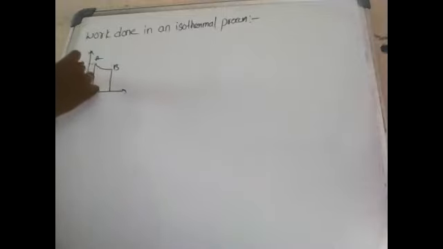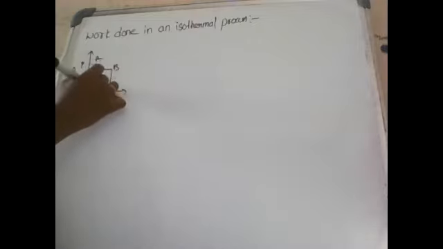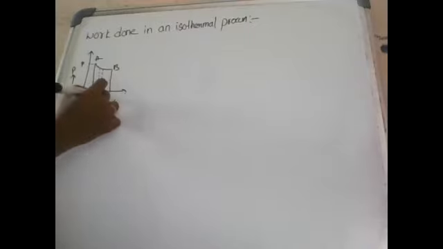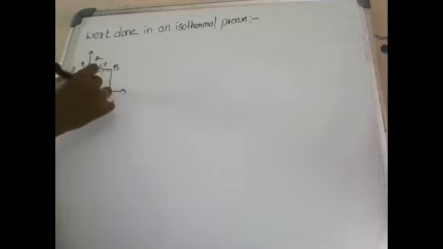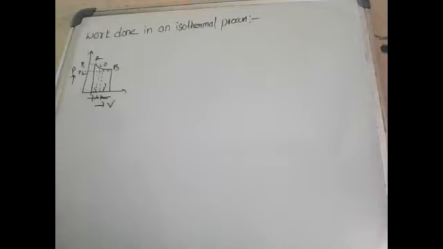So here P1, this is P, here volume. This is a small change dV. So here P1, P2, C, D, C dash, D dash. So here volumes V1 and V2. So this is the indicator diagram. Indicator diagram means the graph between P and V.